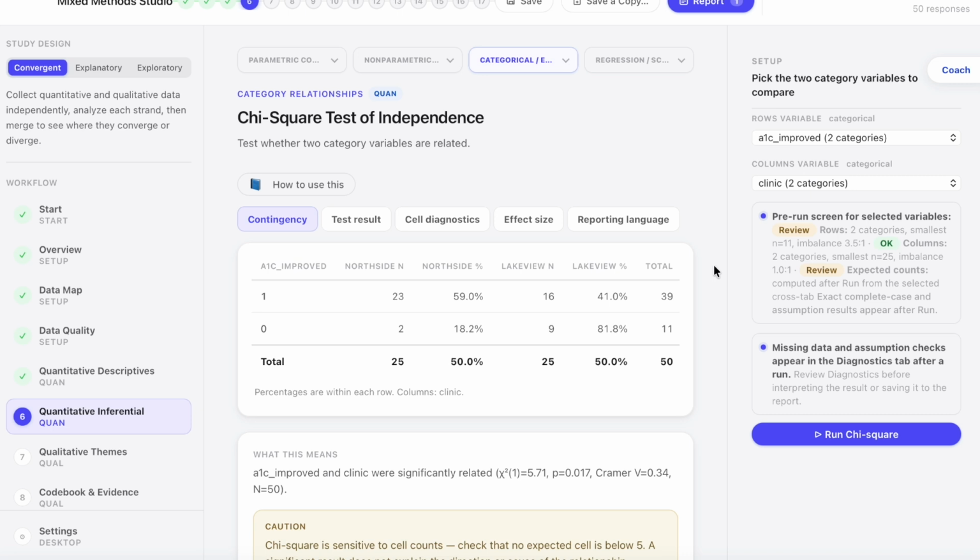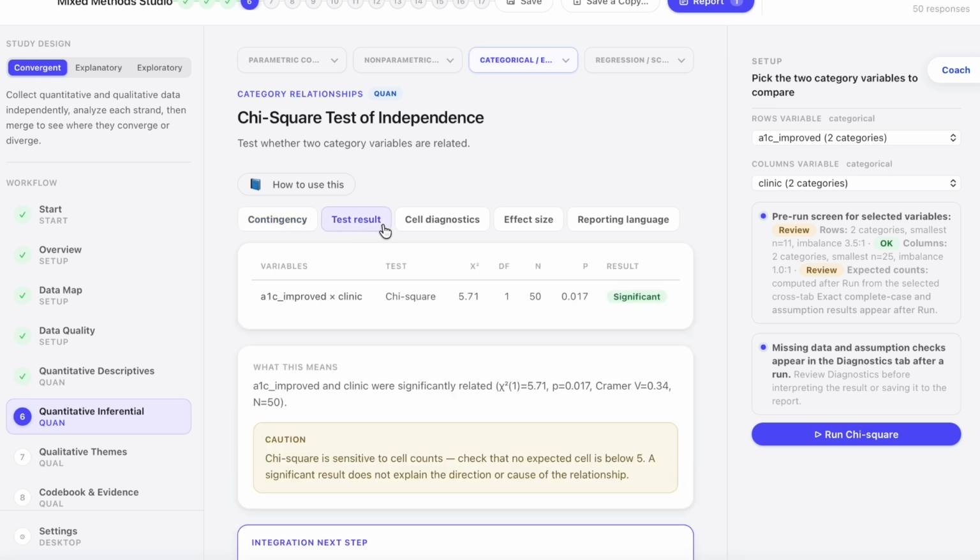So non-improvement clusters hard at Lakeview, 9 of those 11 patients. That concentration is exactly what makes clinic and outcome look related, and it's what drives the test on the next tab. Over on test result, the chi-square comes back at 5.71, with 1 degree of freedom across all 50 patients and a p of 0.017.